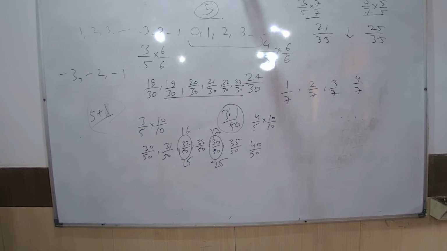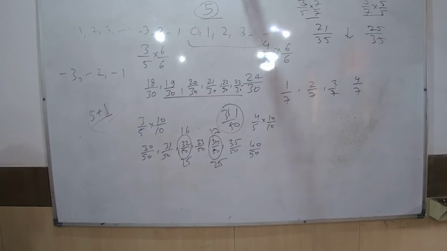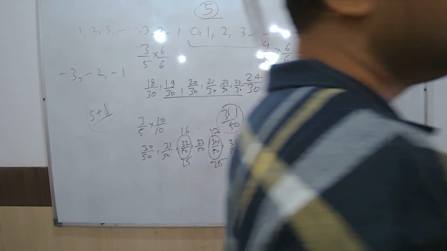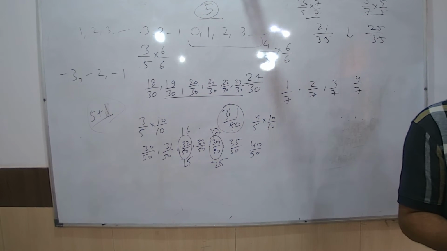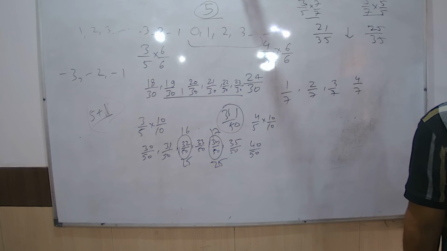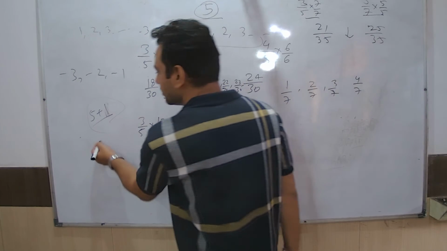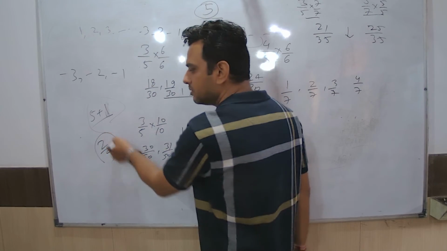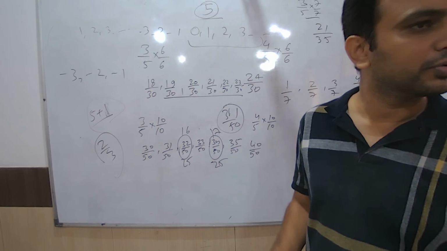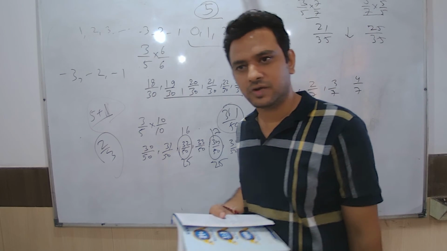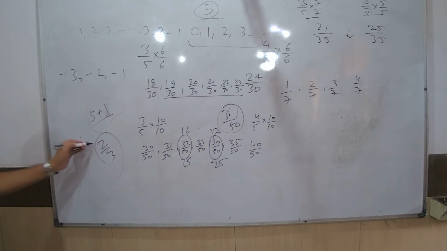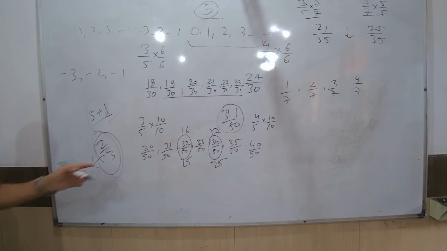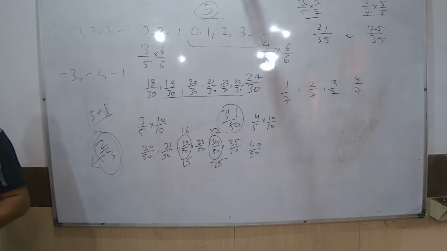Okay, last one. Every rational number is a whole number. True or false? No. Every rational number can be in the form of p by q. It's not a whole number. Any confusion? Every rational number is a whole number? No. A rational number can be in the form of p by q. It is a rational number, but it's not a whole number. Got it? Clear?